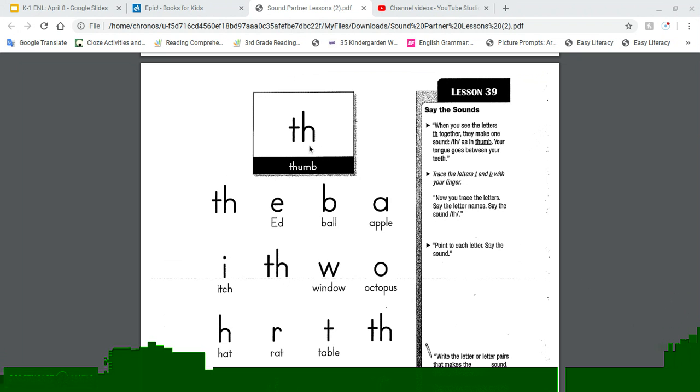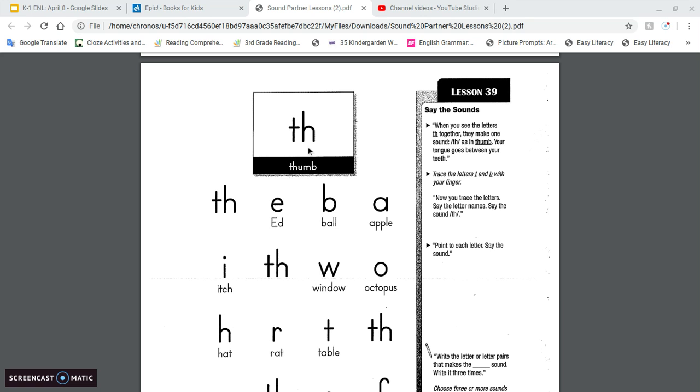So we have the TH sound. So th, th, th. And I remind the kids that their tongue should be up near the top of their teeth when they're making this sound. Th, th, th. Also, if you have trouble showing your child this, if you go on YouTube and put in the TH sound demonstration, you can find a lot of videos that show the child where your tongue is supposed to be when you're making this sound.